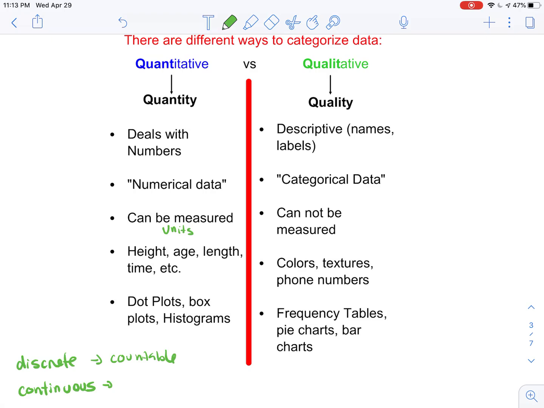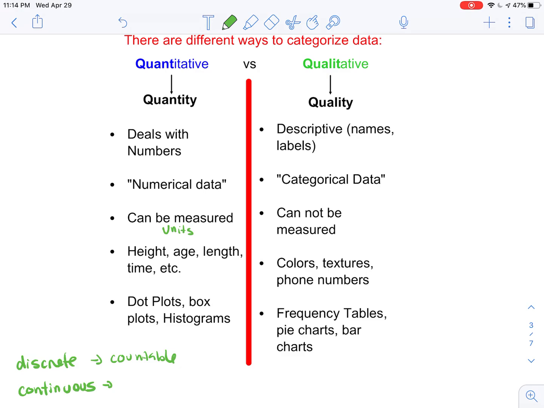Whereas continuous is something that kind of moves along, right? A continuous measurement, such as height. I could be 5 foot. I could be 5 foot and 1/2 inch. I could be 5 foot and 3/4 inch. I could be 6 foot and 4 inches. So there's a continuous range of values that I have there. So that's kind of a subcategory of information within quantitative data itself.